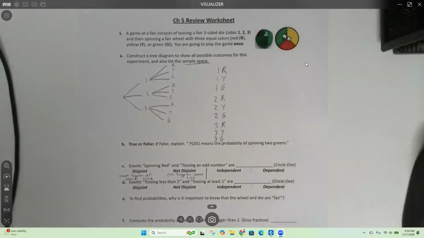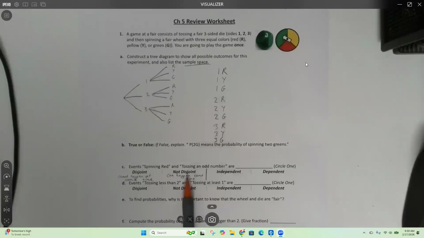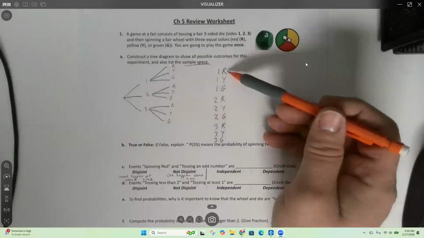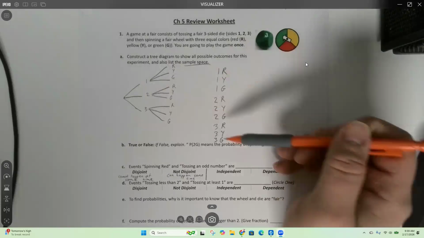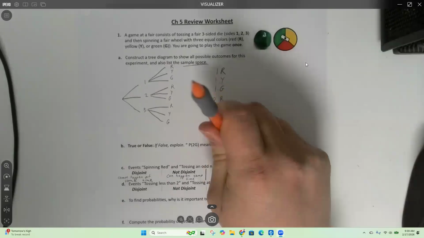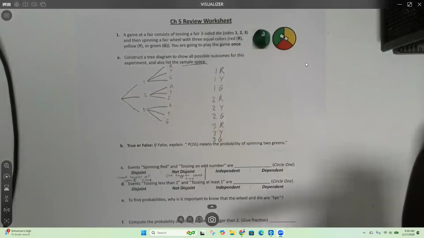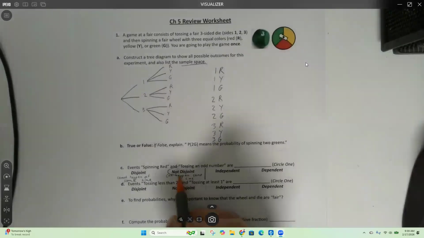So can you spin a red and also, at the same result, get an odd number? Sure, you can. One red means I rolled a one and I spun a red, or three red. There's two possible ways that you can spin a red and get an odd. So in this case, is this disjoint or not disjoint? It is not disjoint.